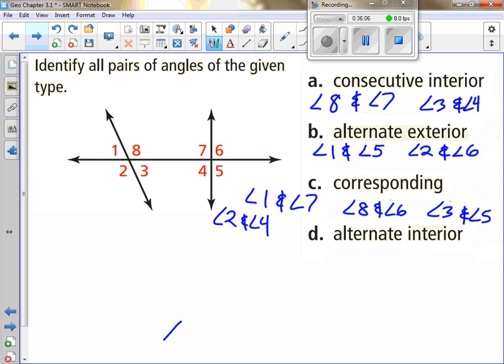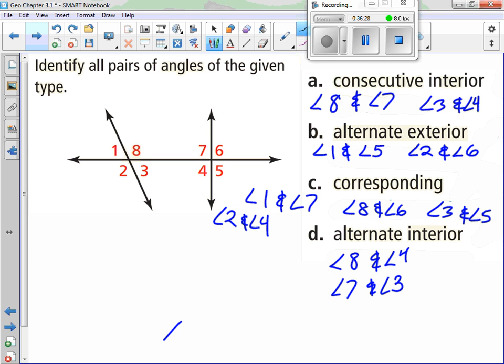And lastly, alternate interior angles. Alternate interior angles would be what? 8 and 4, 7 and 3. Any questions on any of these here? Any questions on these alternate exterior angles, alternate interior, corresponding, consecutive interior angles? We good with all these here?